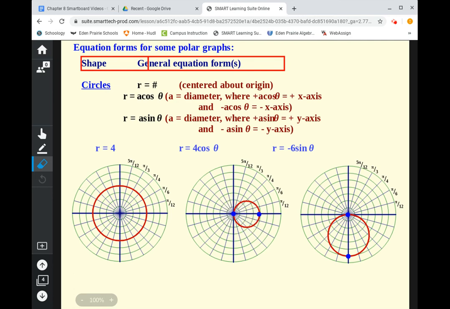For the sine, the third one up here, r equals a sine theta. Similarly to the cosine, a is the diameter. Now a sine of theta is on the positive y-axis, where negative a sine of theta is on the negative y-axis. So looking at the third example, r equals negative 6 sine of theta. Sine is going to be on the y-axis. The negative tells you it's going to be on the negative y-axis. So let's count: 1, 2, 3, 4, 5, 6, and then you make a perfect circle. Be a chance for you to pause right here and go ahead and write down some important notes.